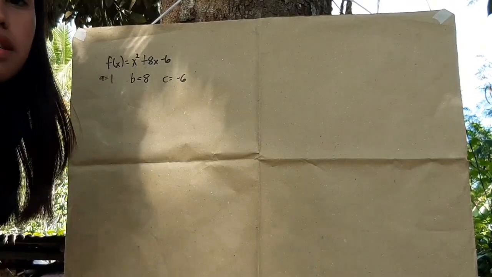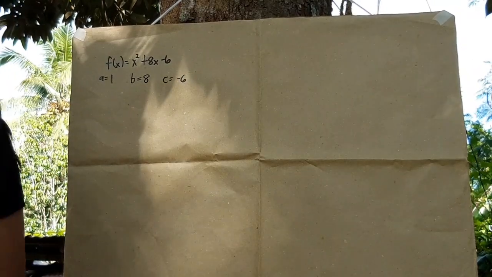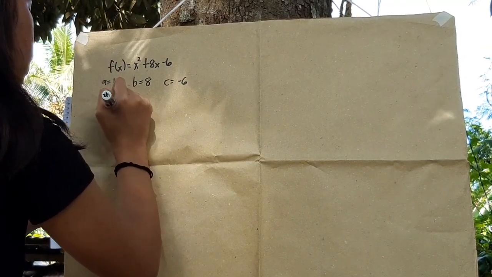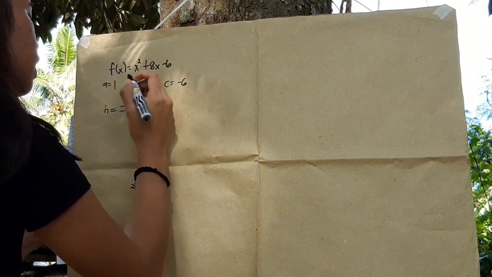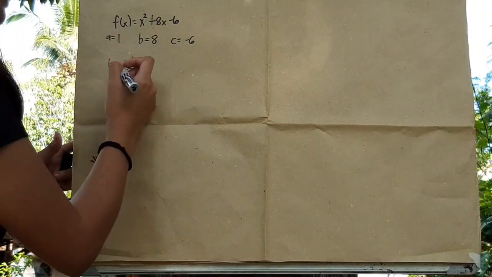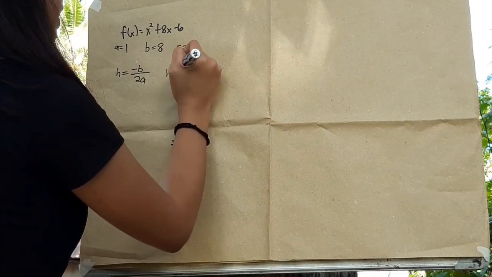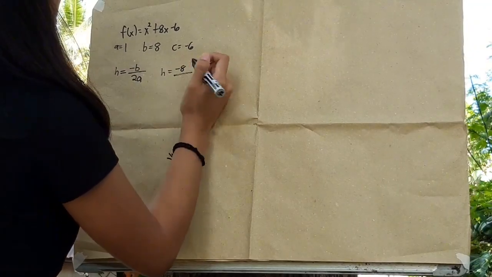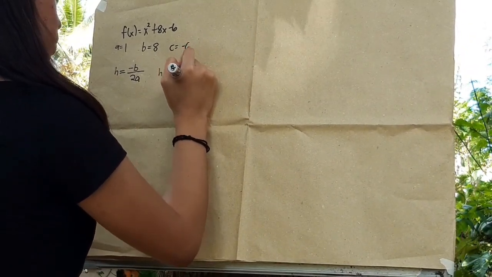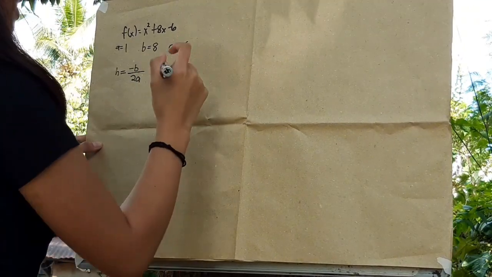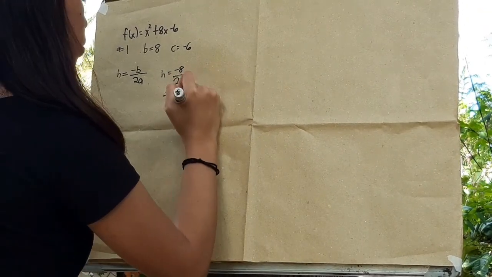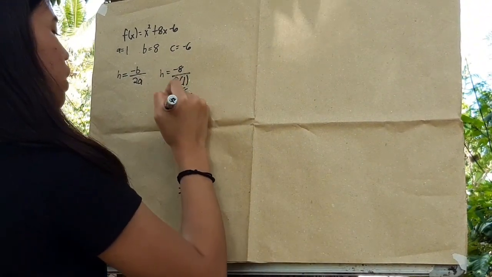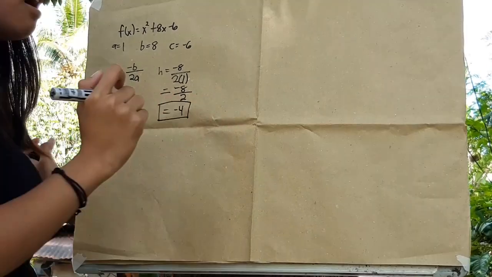Step 2 is solve for the vertex. Our formula for the vertex is h equals negative b over 2a. Negative b is negative 8, because b is 8, over 2 times 1. So, copy the 8, and 2 times 1 is 2. Then negative 8 divided by 2 is negative 4. So negative 4 is our vertex.